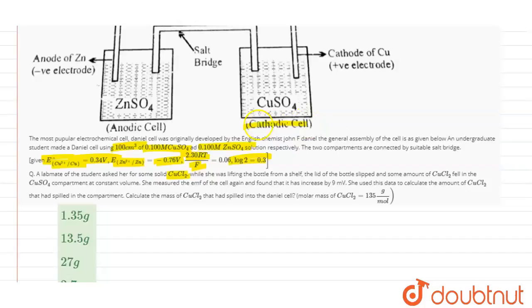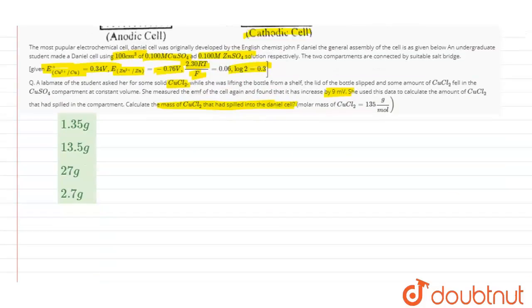The question given here is that if some quantity of copper chloride is added in this solution, that is on the cathodic side here, then there was a change in the EMF of the cell of 9 millivolt. Then we have to calculate the mass of CuCl2 which has spilled into the Daniell cell. So let's solve this given question here.